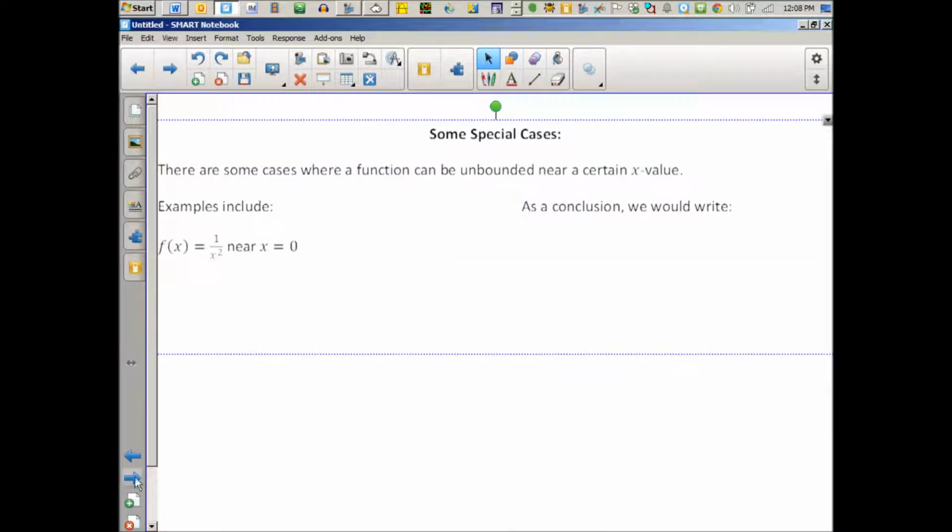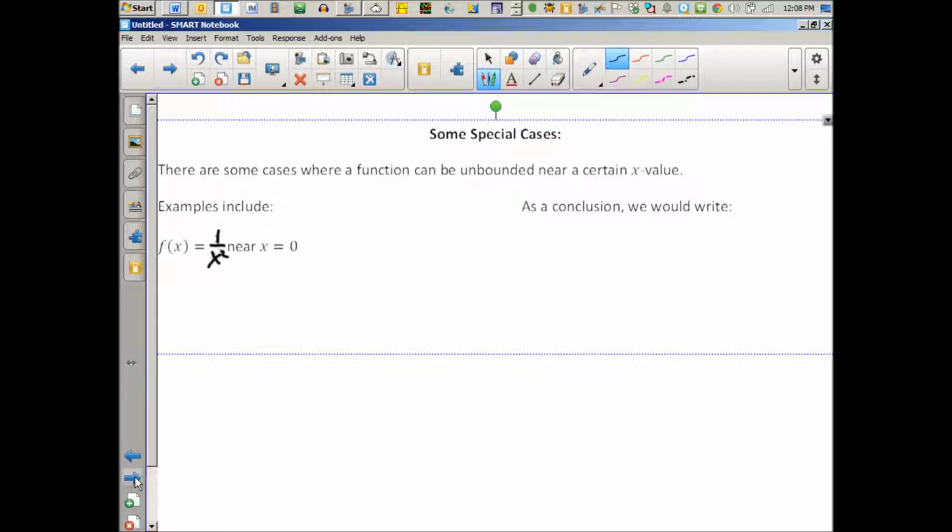We probably won't finish special cases today, and there is no homework tonight, because it's a brand new concept. So you need to have the full lesson to do the homework properly. But let's just cheat on this one and look at the graph. Okay? So this is the function 1 over x squared near 0.